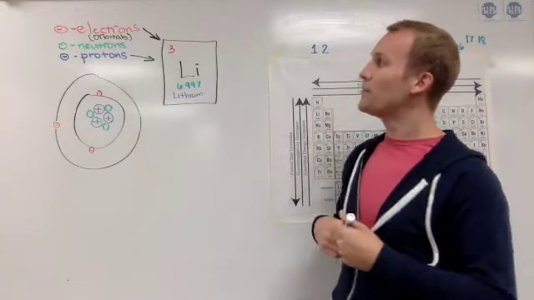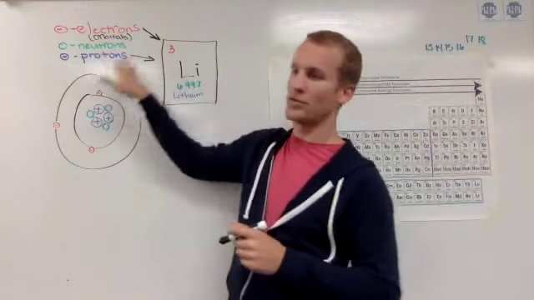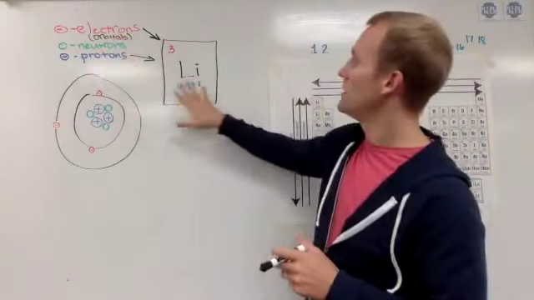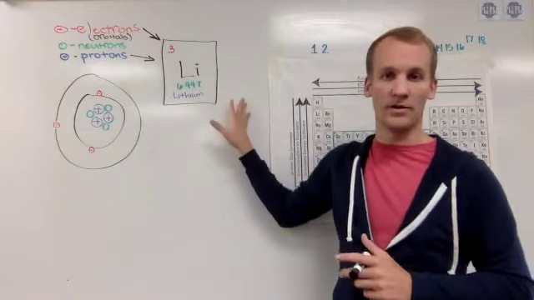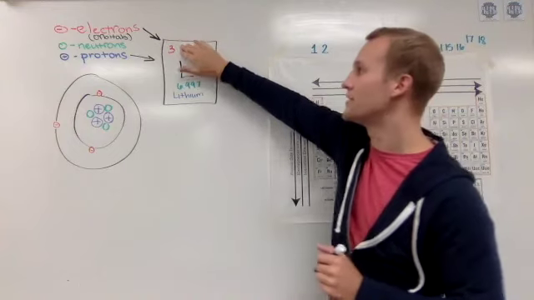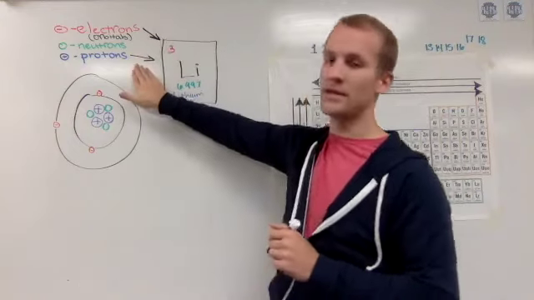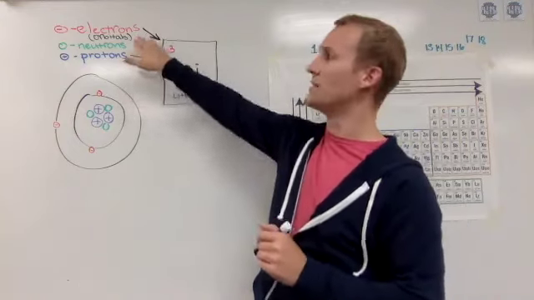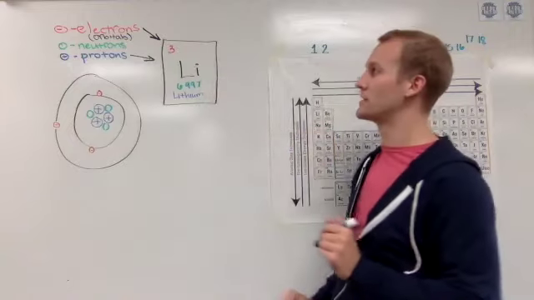Okay. Now, all of these particles are intertwined with the information on the periodic table. Like I said, the atomic number is going to tell you the number of electrons and the number of protons, unless you are an ion, then your electrons are going to change.